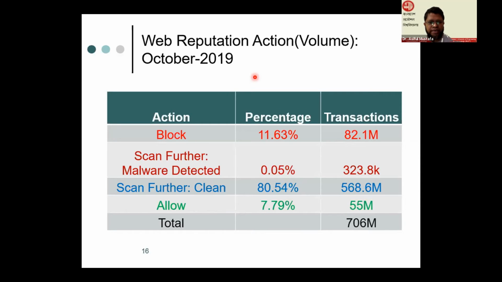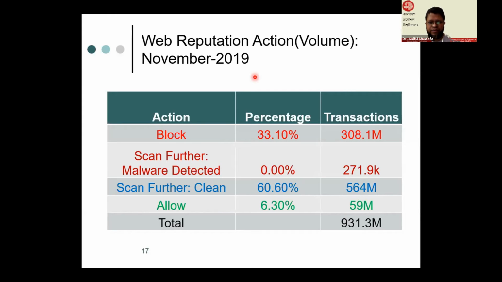In October, we see 11.6% blocked, in terms of volume. Then 80% was scanned, but it was clean. There's only 0.05% that was scanned and where malware was detected. And 7.79% of the connections were allowed. So if you look here, almost 88% of the traffic was allowed, and only around 12% of the traffic was blocked by the system.